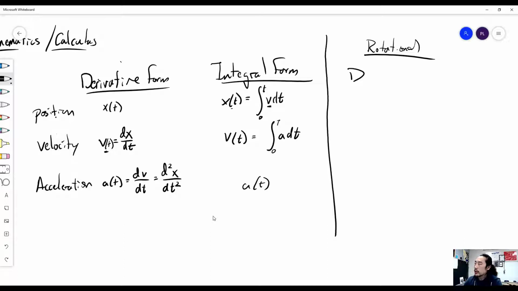So for derivative, I'm going to write d and I for integral. So the rotational position is going to be theta with respect to time t. Okay, and so here we see that the integral form is x of t. So instead of x of t, I'm going to write theta of t is equal to the integral from 0 to t, where instead of v for velocity, I'm going to write omega dt.